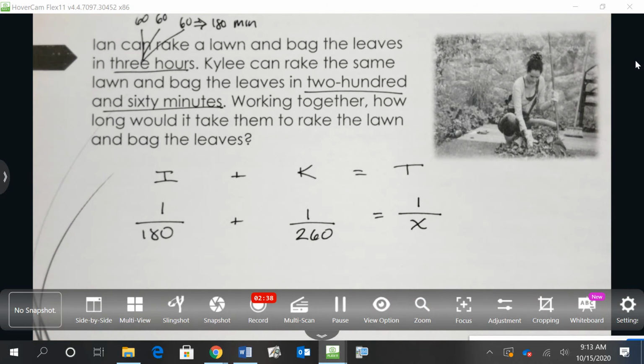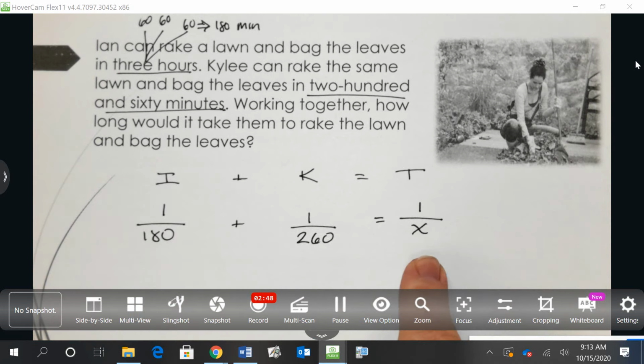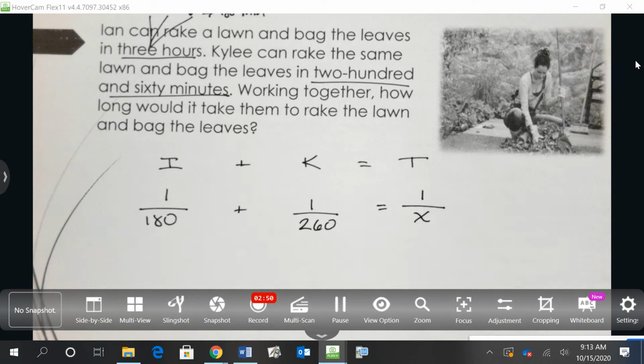So I have set up the equation, the tasks on top, the amount of time it takes to complete the task individually for these two subjects, and together, this is the unknown. And now we're going to go through the steps. Remember, LCM, clear denominator, solve, and extraneous solutions.